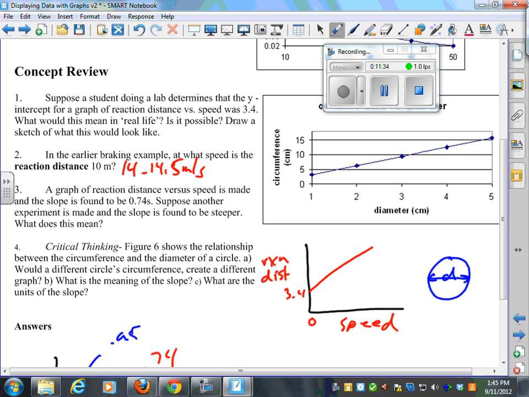Six? Well, certainly 5, right? There are certainly 5 circles shown. There's one with a diameter of 1, one with a 2, one with a 3, one with a 4, one with a 5, and in fact, all the ones in between. How many circles are shown in that graph? An infinite number of circles.